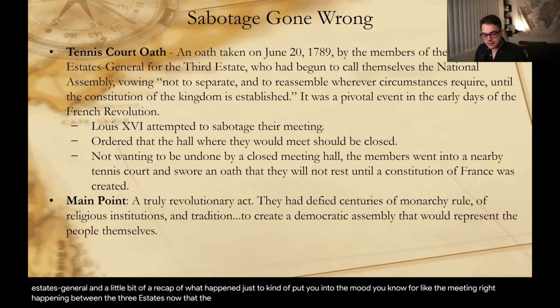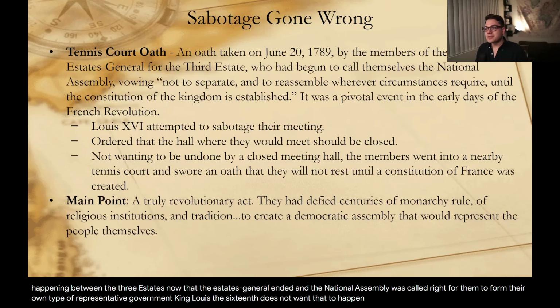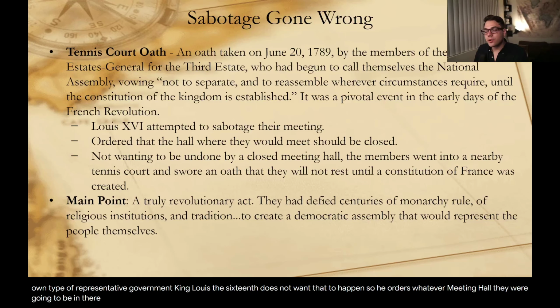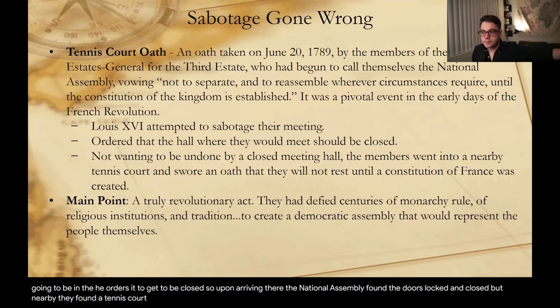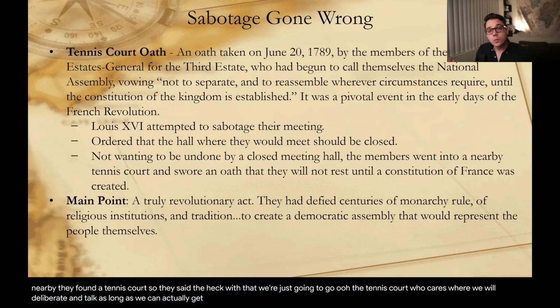Now that the Estates General ended and the National Assembly was called, right, for them to form their own type of representative government, King Louis XVI does not want that to happen. So he orders whatever meeting hall they were going to be in to be closed. Upon arriving there, the National Assembly found the doors locked and closed, but nearby they found a tennis court. So they said, the heck with it, we're just going to go to the tennis court. Who cares where we deliberate and talk as long as we can actually get our words across.